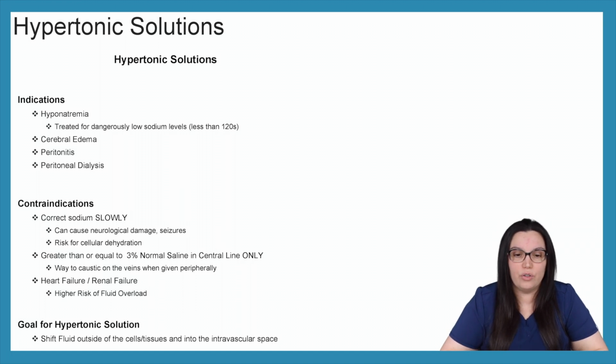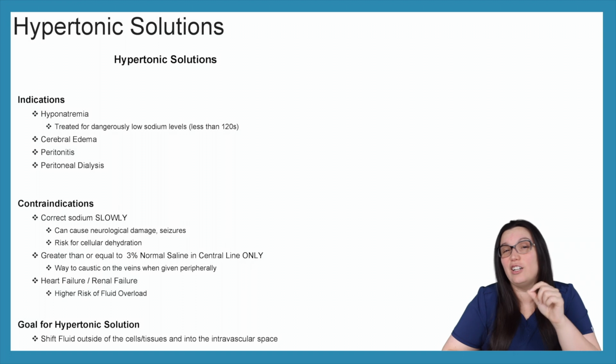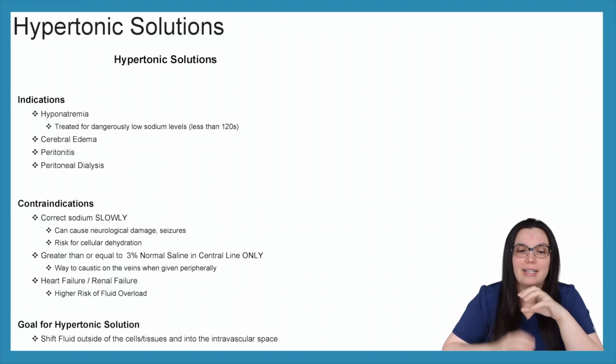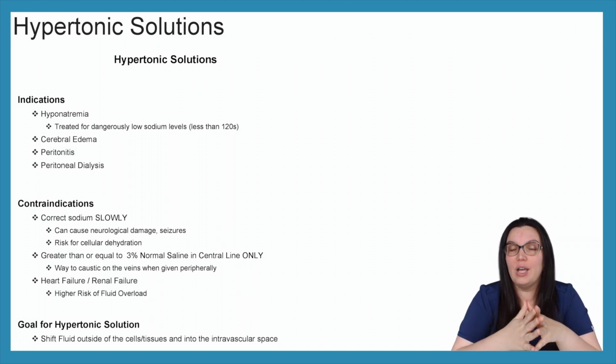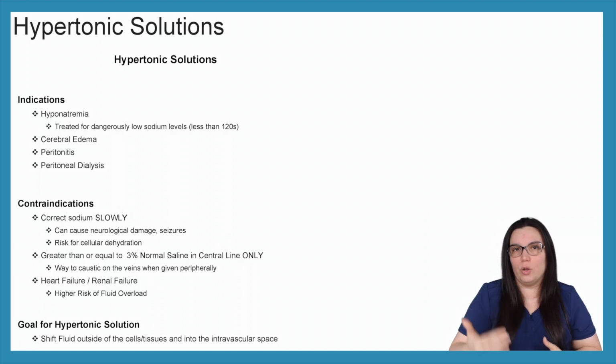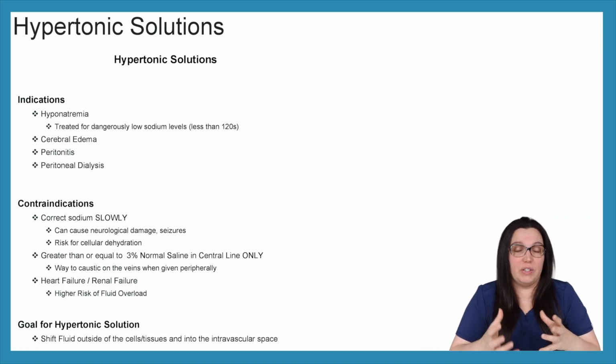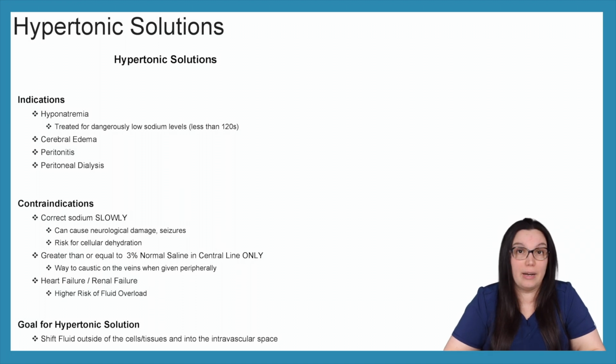Greater than or equal to 3% normal saline is for central lines only, because it is very caustic on the veins when you give such high sodium chloride levels, specifically hypertonic solutions, to patients. So you really want to make sure that you've got a central line when you're giving those high normal salines.